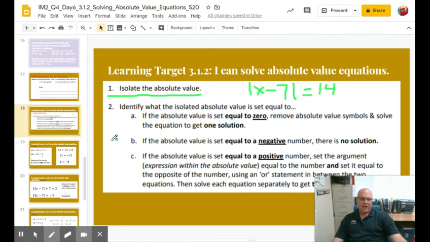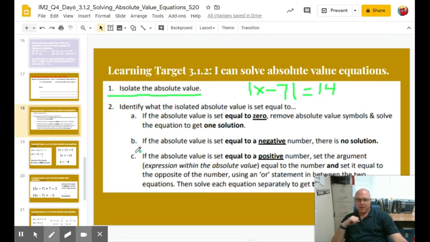So we're going to have three examples for our notes. The first example is if the absolute value is set equal to 0, then all we're going to do is remove the parentheses and solve that equation just as if it was a regular algebraic equation. It's simple as that, because when it equals 0, there's only going to be one solution.